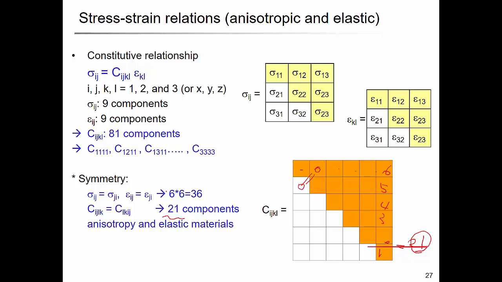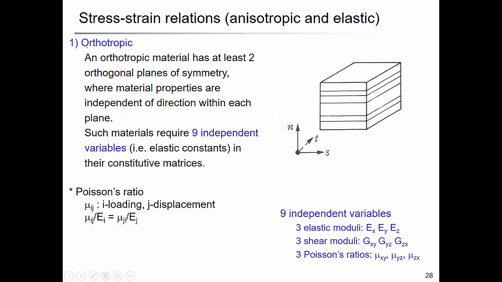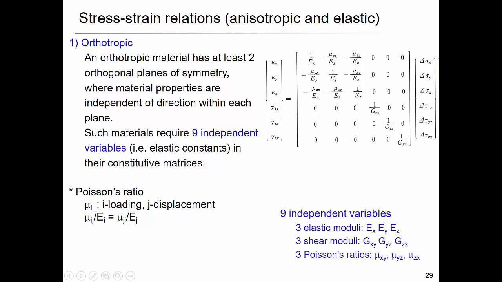Right? That's a lot. But in general, we just use one parameter, Young's modulus. That's it, right? And when we say Young's modulus, just one parameter, it's a homogeneous and isotropic material. And orthotropic has at least 2 orthogonal planes of symmetry, and here you have 9 independent elastic constants: the elastic moduli Ex, Ey, Ez, Gxy, Gyz, Gzx, and Poisson's ratios. And when you look at the stiffness matrix, here are Young's moduli Ex, Ey, Ez, and Gxy, Gyz, Gzx, and also the Poisson's ratios.